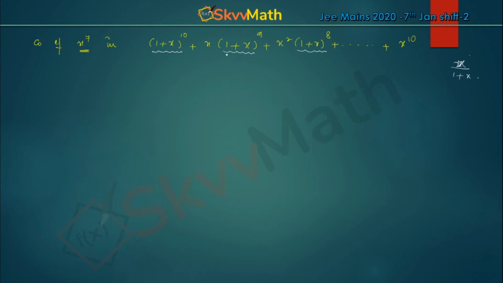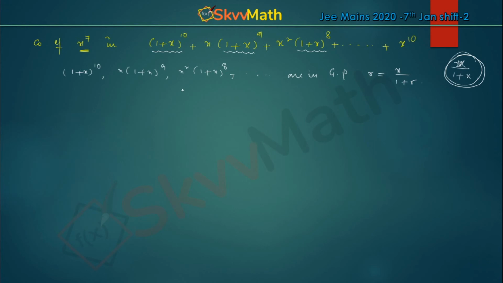So you are multiplying by x/(1+x). When a series of terms is obtained by multiplication by a fixed number, that is called a geometric progression. So the terms of the given series are in geometric progression. Here you can say (1+x)^10, x(1+x)^9, x²(1+x)^8. These terms are in GP with a common ratio x/(1+x).